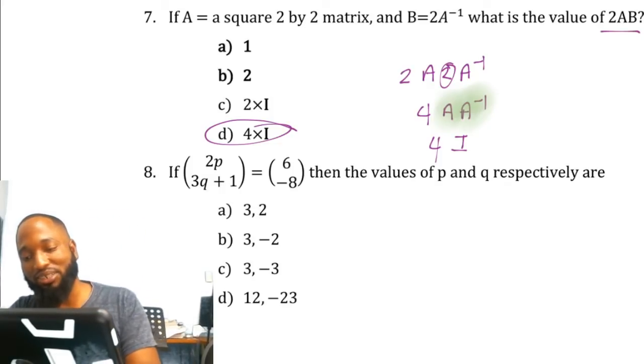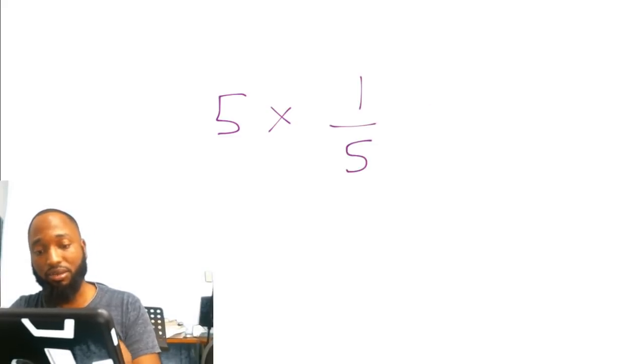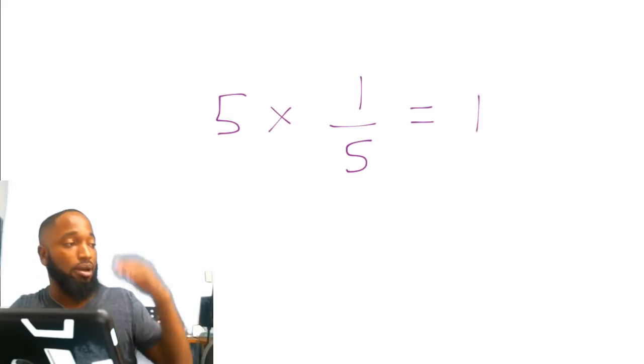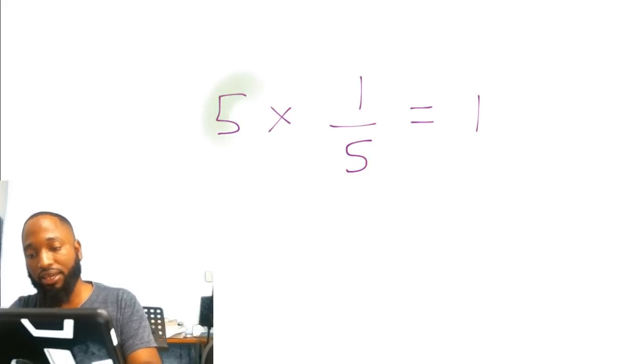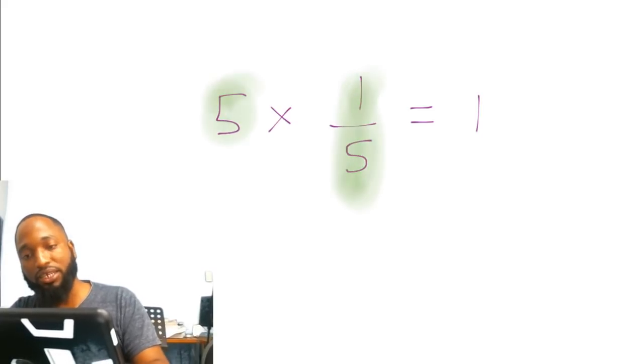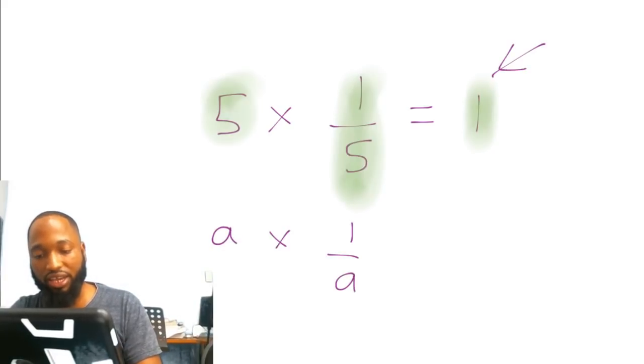Alright, let's talk a little bit about this then. You have the number 5 multiplied by 1 over 5, you're going to get 1. If you multiply a number by its multiplicative inverse, you get the identity. Remember, the multiplicative inverse is like 1 over A, and the multiplicative identity is 1.